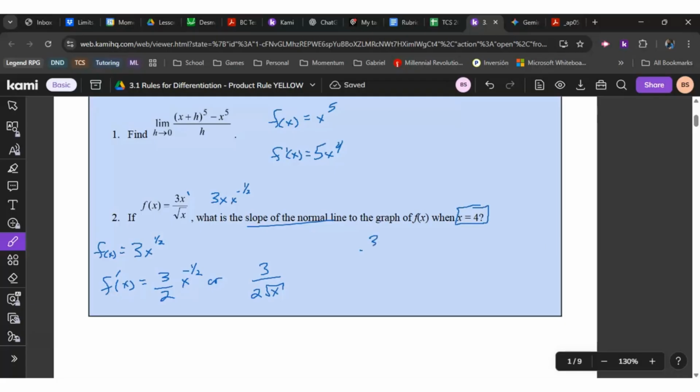So I'm going to get 3 over 2 square root of 4, which is what? Can we do it in our heads? 3 over 4. Good. I heard 2 of you do it. That means that the normal is going to be negative 4/3, right? We just flip it. Whatever the slope is of the tangent, the normal is the negative reciprocal. Feeling good? Yes. Excellent.